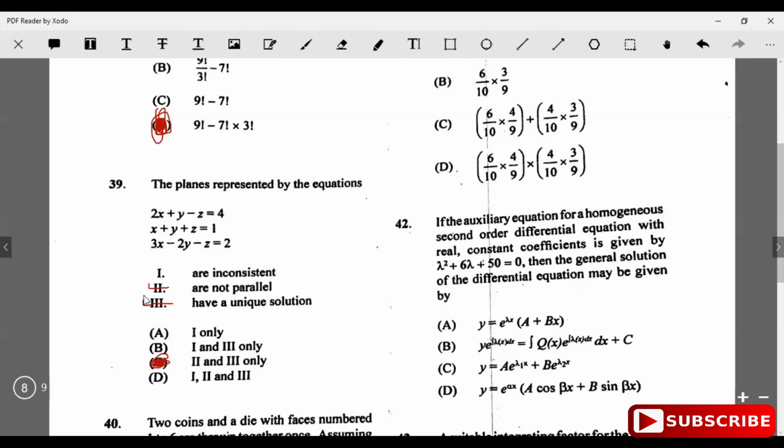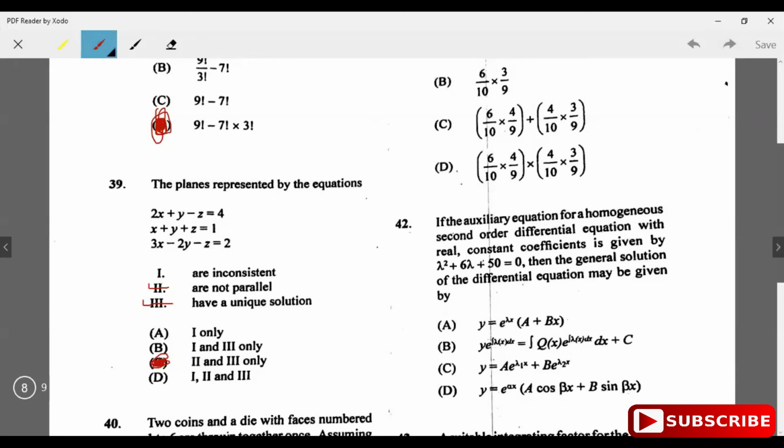And so these are not parallel. And it also has a unique solution because we were able to find a value for z, a value for y, and a value for x. So it has unique solution. That is option C. Right?